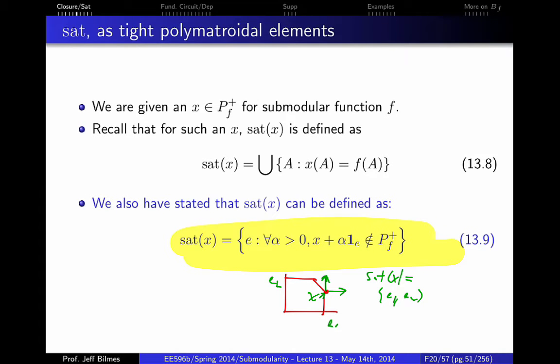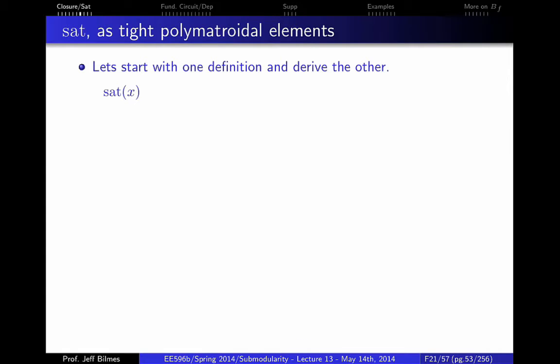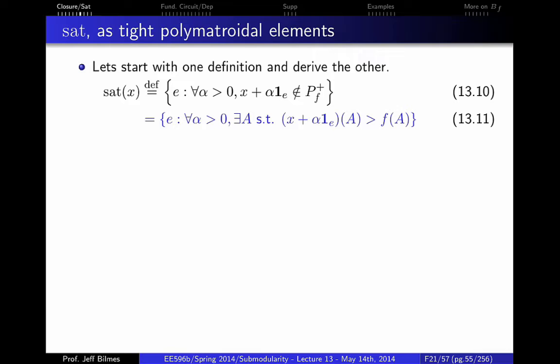So how is it then that that's equal to this maximal tight set? Let's see if we can formally show that. We've got SAT, which is equal to the definition that we just saw. Now this is just another way of stating it: it's all directions E such that for all alpha strictly greater than 0, if you move in the positive E direction, you leave the polytope, but that's saying that there exists some violated inequality.